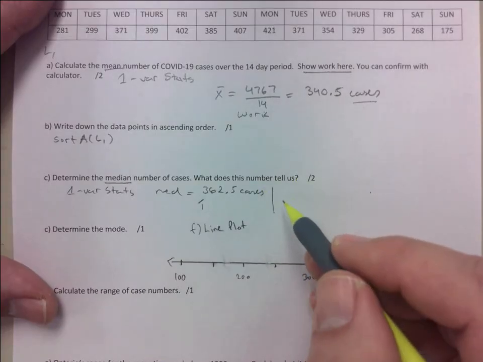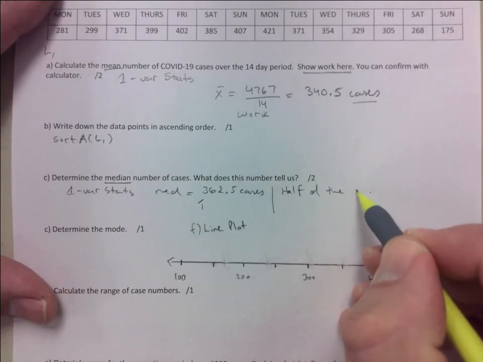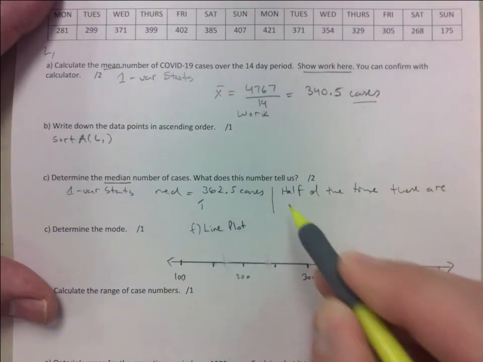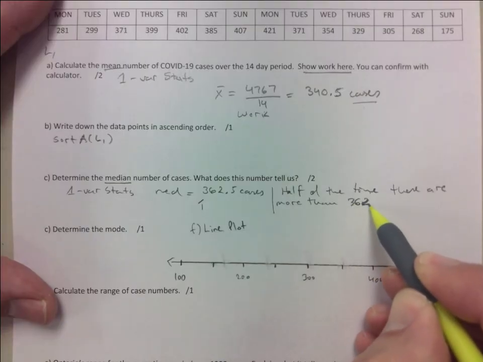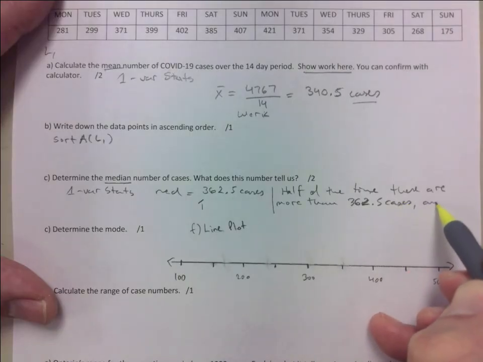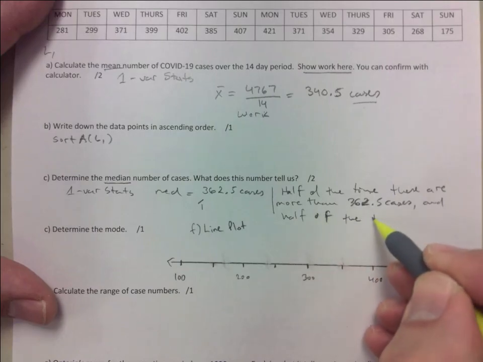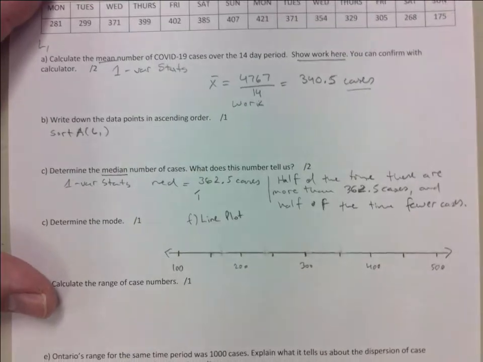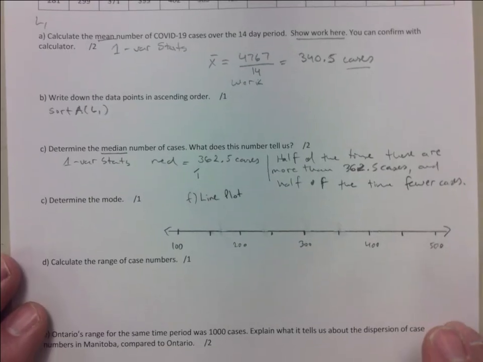What does that tell us, right? Half of the time there are more than 362.5 cases, and half of the time fewer cases. Something like that. Half of those 14 days there were more, and half of those 14 days there were fewer. Okay. Determine the mode.